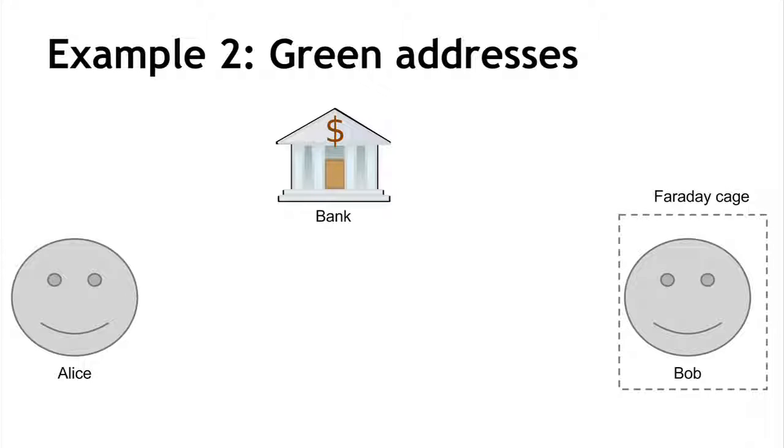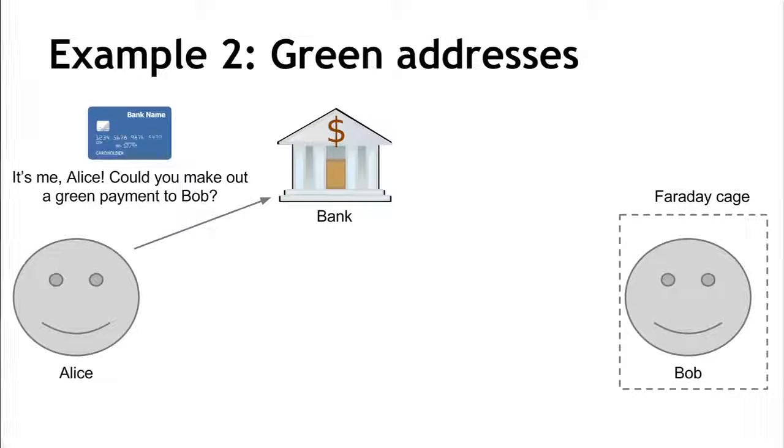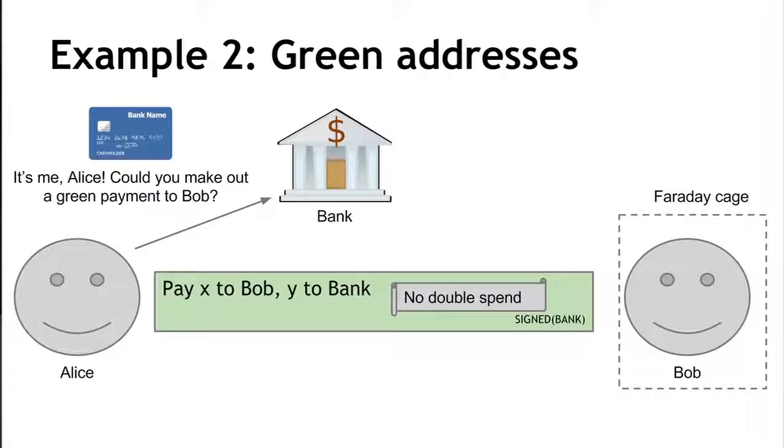So Alice is going to talk to her bank and say, hey, it's me, Alice. I'm your loyal customer. Here's my card or my identification. And I'd really like to pay Bob here. Could you help me out? And the bank will say, sure, I'm going to deduct some money out of your account and draw up a transaction from one of my green addresses over to Bob. So notice that this money is coming directly from the bank to Bob.